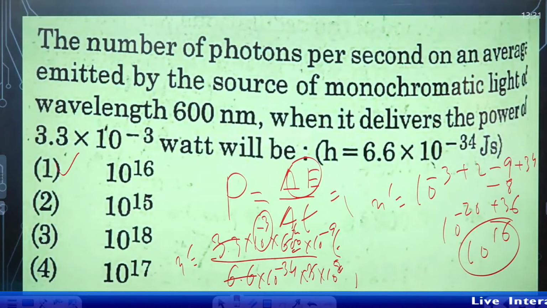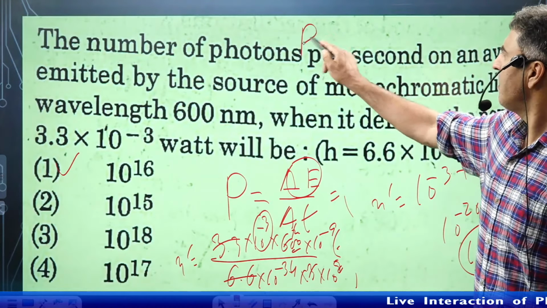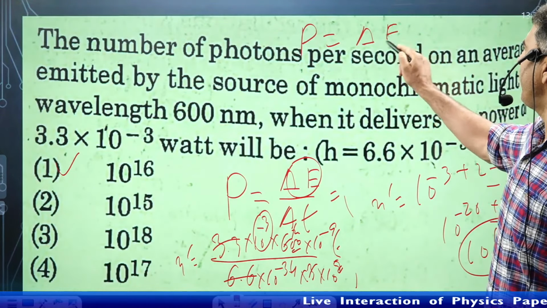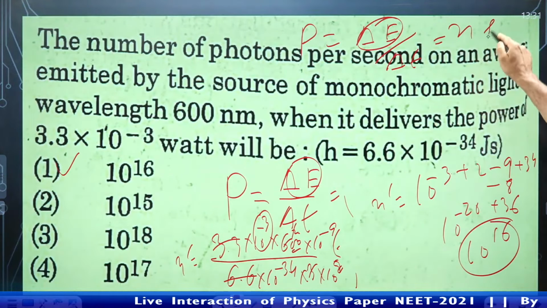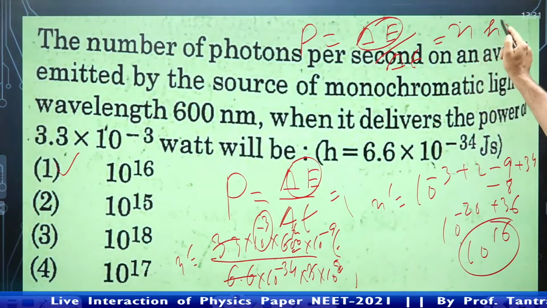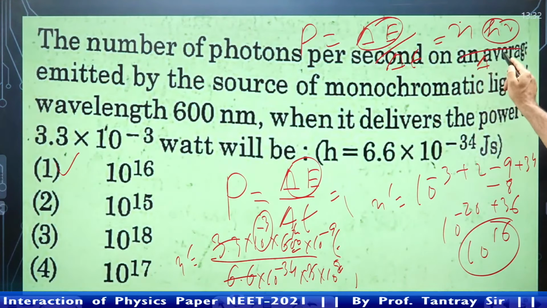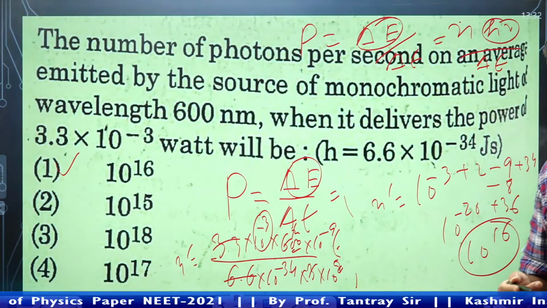So the question is very simple. You have to start with P is equal to delta E by delta T. That is all. But here you have to write delta E is n times h nu, number of photons into energy of a single photon by delta T, and then you go forward and solve the question.